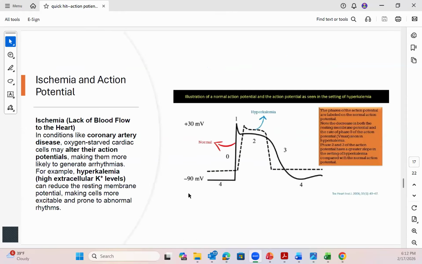Okay. So if we were going to set up a test question, we have talked a lot about electrolytes already, but also reminding us that ischemia, caused by lack of flow through the coronary arteries, oxygen starvation, can actually change an action potential as well.